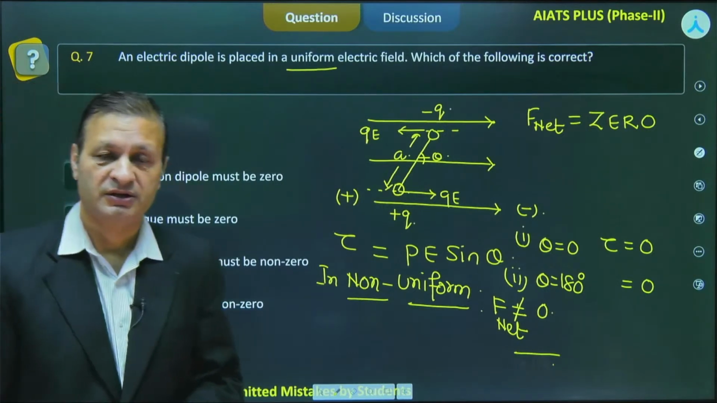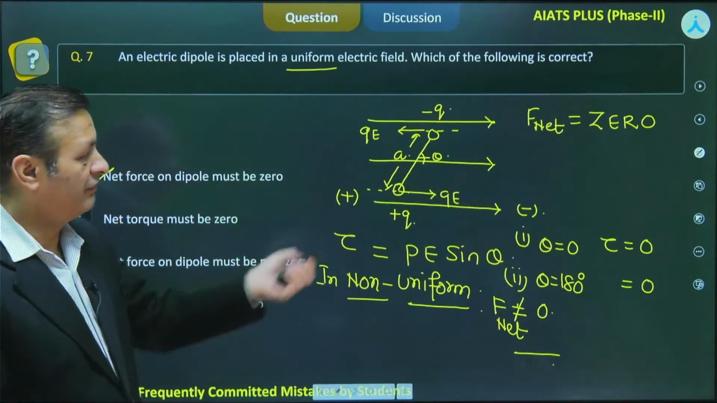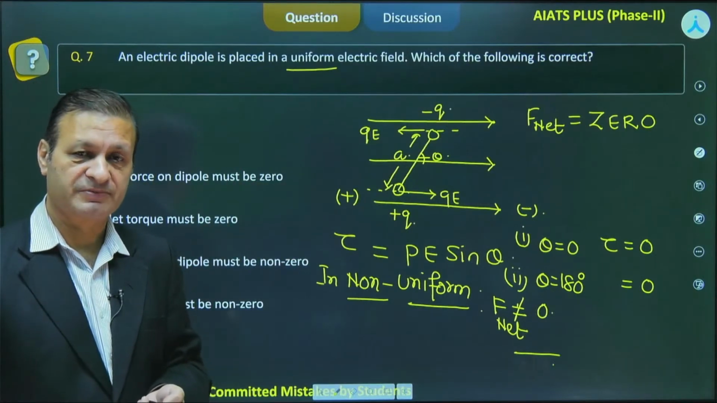So this is the same numerical we have in your AIATS plus. So shall we move?